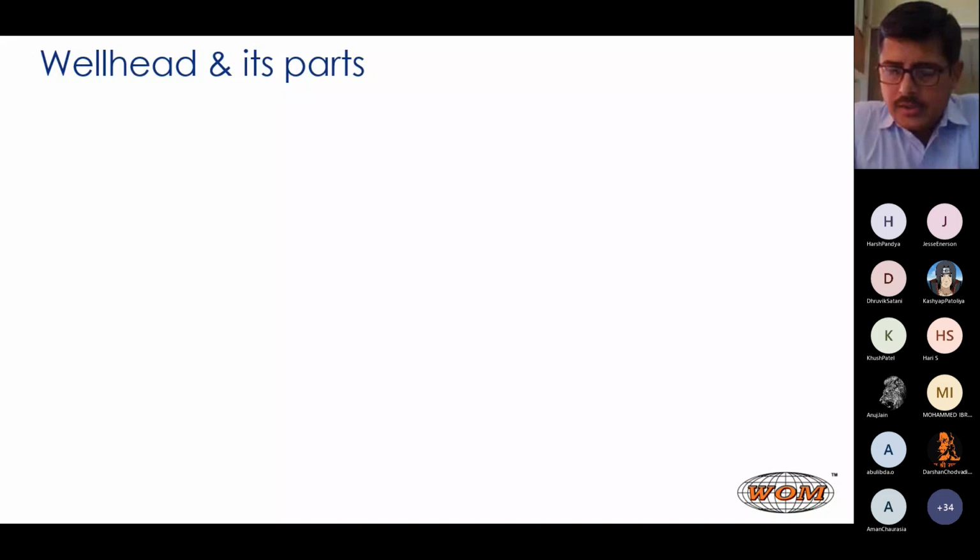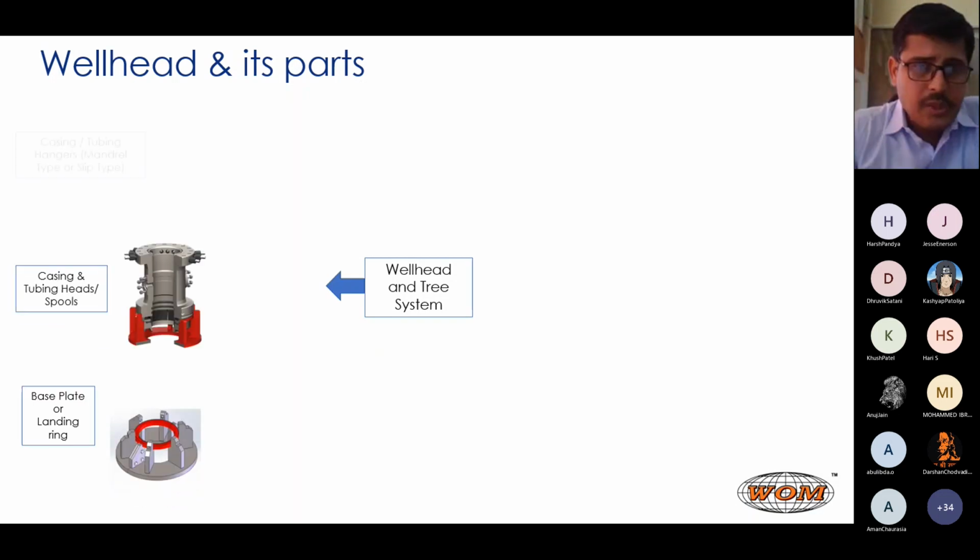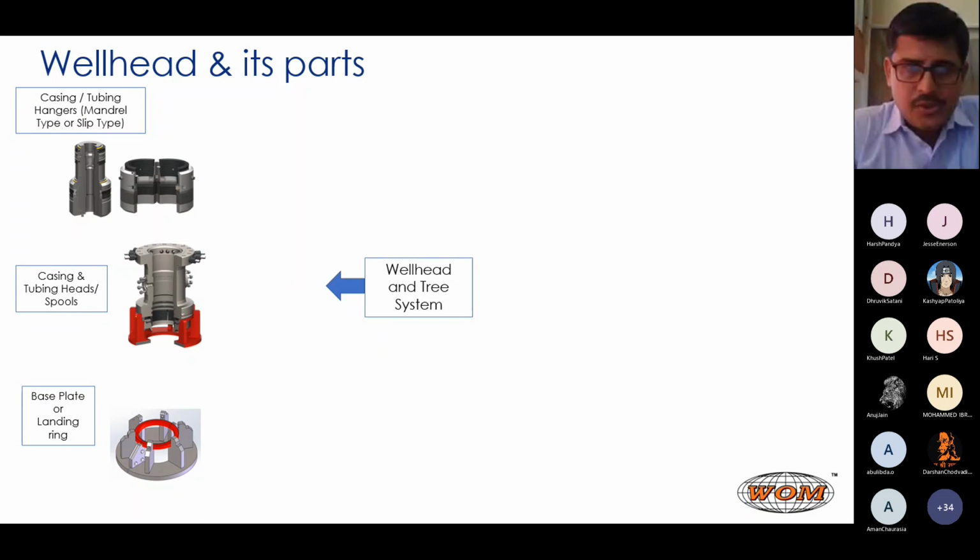So when we are talking about a wellhead, what exactly does it have? How many components does it have? It has a base plate or a standard landing ring to start with. It has a casing head or the tubing head, or the casing spools or tubing spools, or a compact wellhead body. It has the different casing hangers and tubing hangers. The hangers can be a mandrel type. If you see, this one is the mandrel hanger where my casings get threaded to my hanger. And this, the right side, is the slip hanger.